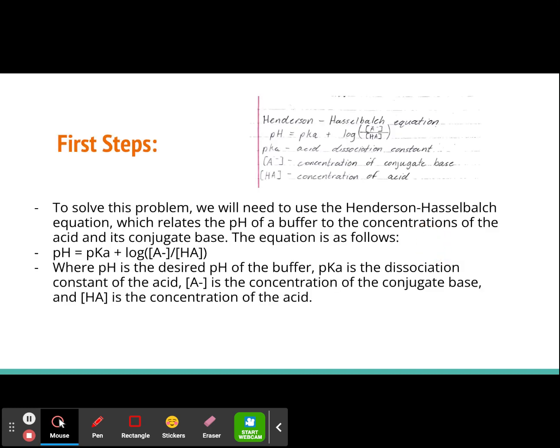To solve this problem, we will need to use the Henderson-Hasselbalch equation, which relates the pH of a buffer to the concentrations of the acid and its conjugate base. The equation is as follows: pH equals pKa plus the log of the concentration of the conjugate base over the concentration of the acid, where pH is the desired pH of the buffer, pKa is the dissociation constant of the acid, A- is the concentration of the conjugate base, and HA is the concentration of the acid.